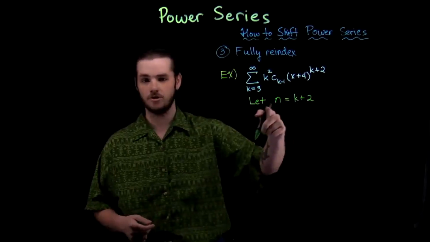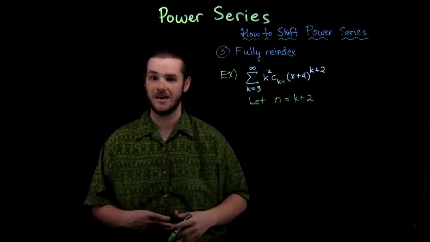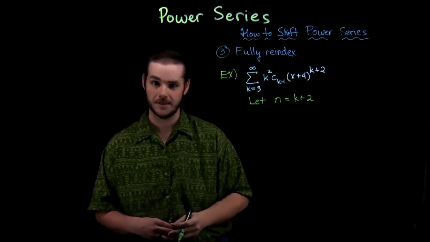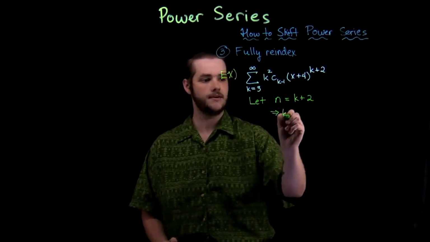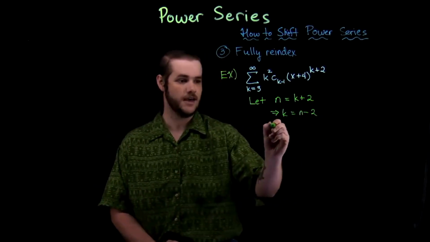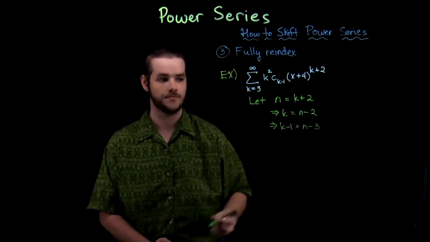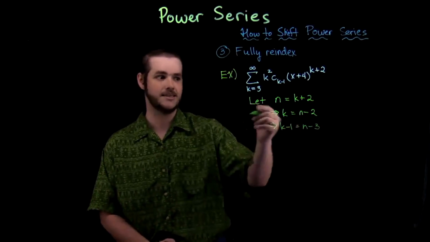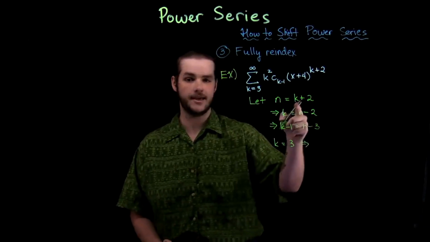Using this little algebraic equation, I can figure out a formula in n for all of my other indices. Right? This tells me, for example, that k is n minus 2. If I subtract 1 from both sides of that equation, it tells me that k minus 1 is n minus 3. And do you notice when k is equal to 3, that tells me that n is equal to 5.